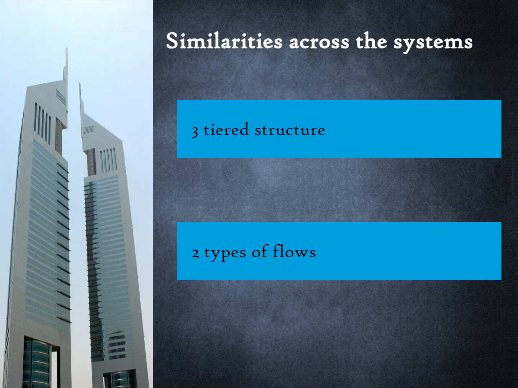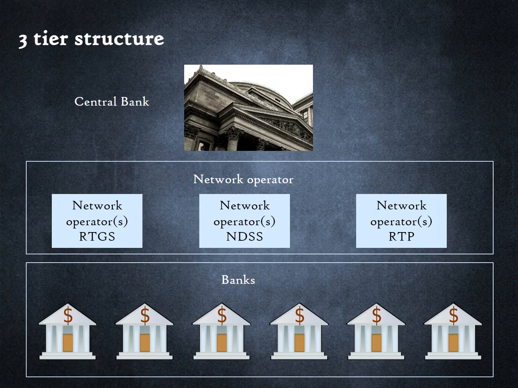While we reviewed the differences between the three payment rails, they all have two similarities. They all have a three-tier structure and incorporate two types of flow. All the payment rails follow a three-tier structure. The banks are at the base, the central bank is at the top, and the payment rail operator is sitting in the middle. In most RTGS systems, the central bank, itself, is the network operator.